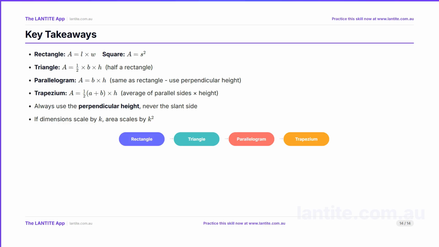Let's recap. Rectangle area is length times width. Square area is side squared. Triangle area is 1/2 times base times height. Parallelogram area is base times height. Trapezium area is 1/2 times the sum of the parallel sides times the height. Always use the perpendicular height. And remember, if you scale all linear dimensions by k, the area scales by k squared. These formulas are essential for the LANTITE, and they all build on the simple idea of length times width.